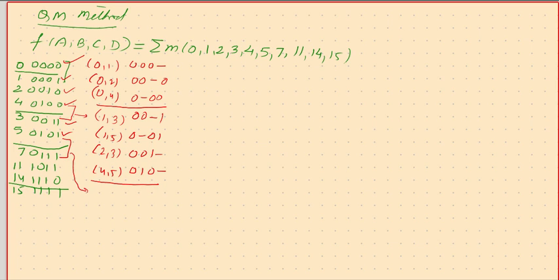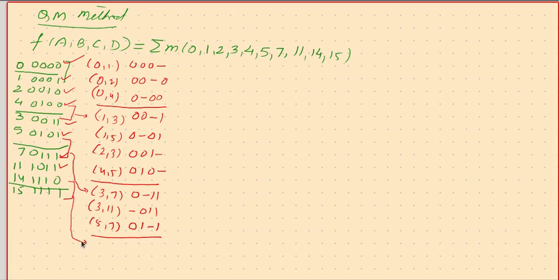Now looking at this group, 3 and 7, yes, it is possible: 0 dash 1 1. 7 is used. Then 3 and 11, yes, it is possible, and this is dash 0 1 1. 11 is used. Then 3 and 14 not possible. 5 and 7 is possible, and that is 0 1 dash 1. And 5 and 11 not possible. 5 and 14 not possible. So that's it between these two groups.